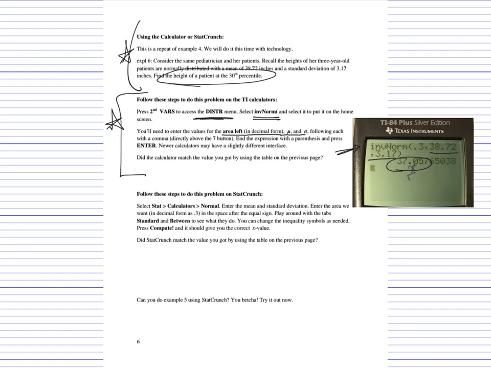Notice that does round to the 37 that we had earlier. It is slightly different because it actually found the exact x value where to the left of it underneath the curve was 0.30. And when we did it with our table, we couldn't get that accurate, could we? So no, it doesn't match, but we know why.